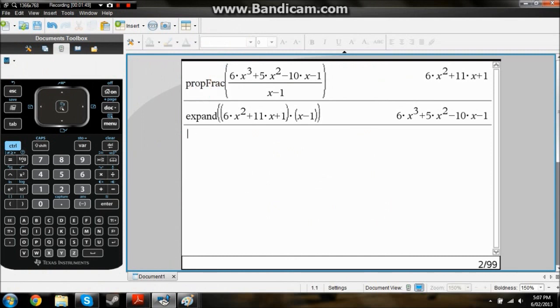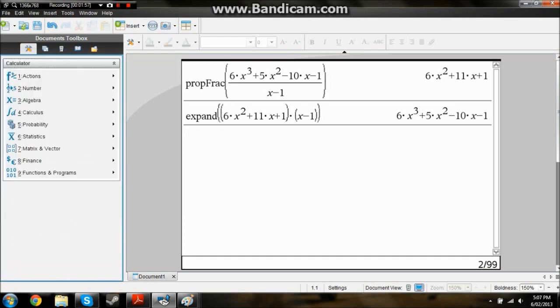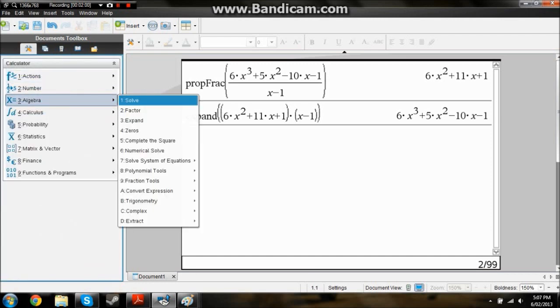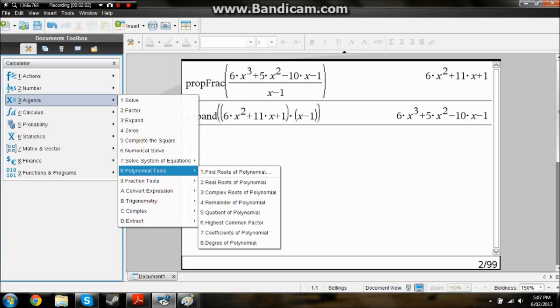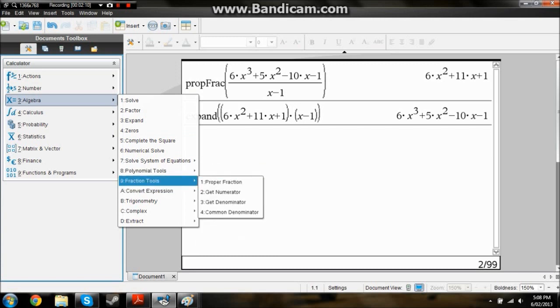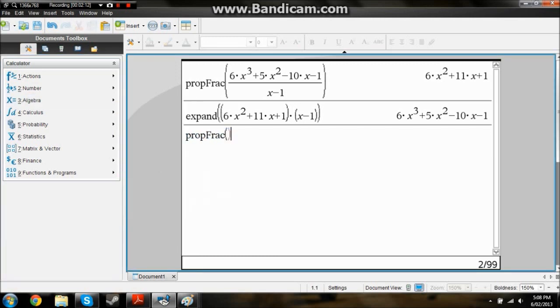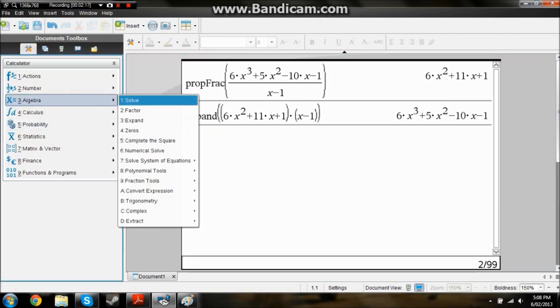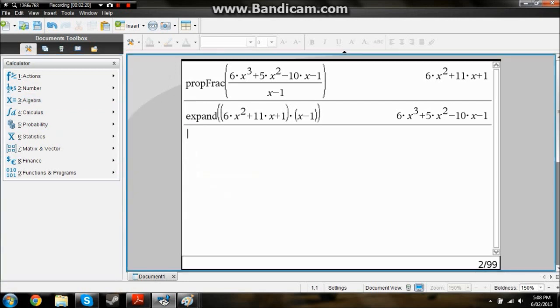It's really easy. You can just type propfrac and then brackets, put in your equation, or I think it is in algebra, polynomial tools. I think you can just do remainder and quotient, which will do the same thing, but here we go, fraction tools, propfrac, if you needed to know. So the keys you'd need to press would be menu 3 9 1, and that will get you to propfrac. And to do the division, it's just control divide.